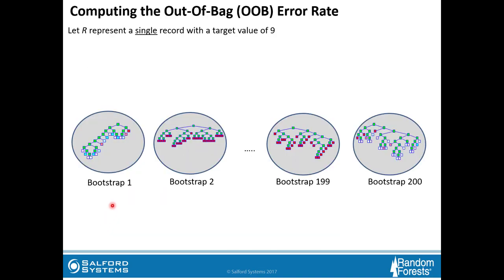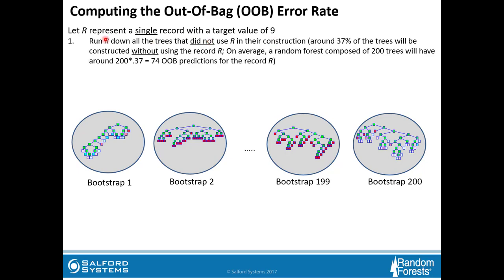Okay, so how do we compute this? Well, what we do is the following. Let R represent a single record with a target value of 9, just like we had for our test sample example. So what we do is we run R down all of the trees that did not use R in their construction. So key here is did not. So around 37% of the trees will be constructed without using the record R. So on average, a random forest composed of maybe 200 trees, like we see here, will have around 74 out-of-bag predictions for the record R.